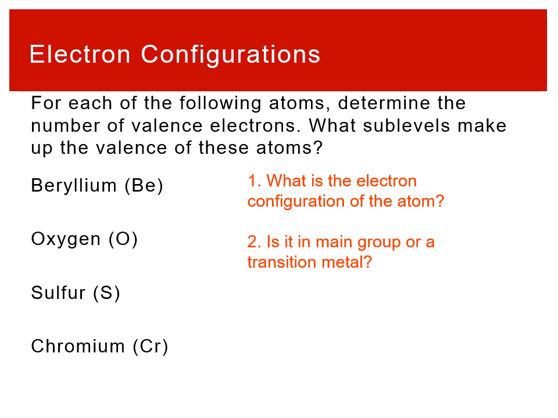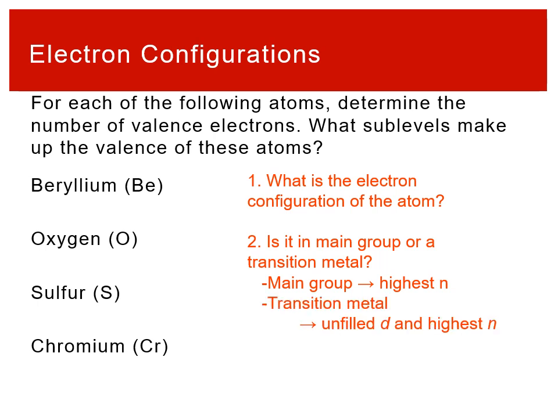I'm really going to start off by asking: is it a main group element or a transition metal? Is it one of those metals in the middle? If it's a main group, we just take whatever the highest n is, whatever the highest shell. If it's a transition metal, we need to include those unfilled d's and the highest n.